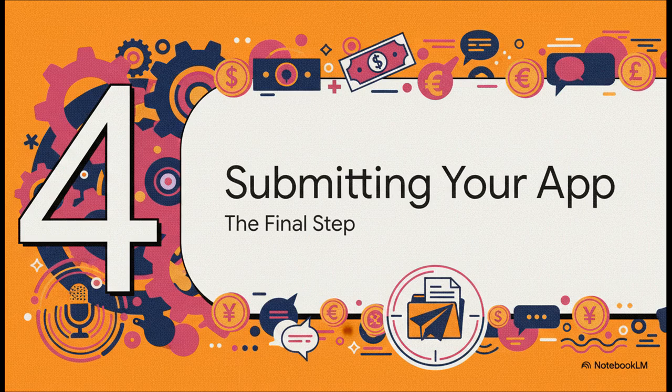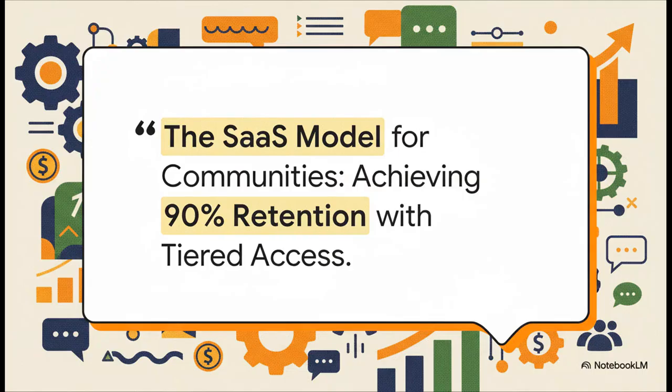Good. Let's get practical. This section covers the final step, submitting your application. The details here are super important, so pay close attention. Your title is your first impression, and it has to be killer. Just look at this example. It's not just a title, it's a promise. It's specific, it talks about a SaaS model, and it dangles a really compelling result: 90% retention. That's the kind of impactful title you should be aiming for.